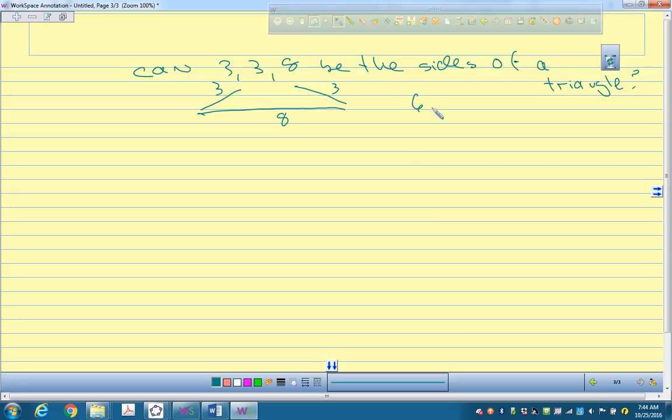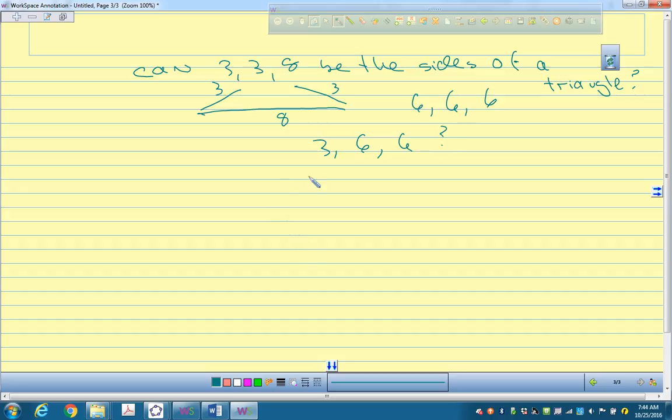How about 6? Uh-oh, the devil's coming. 6, 6, 6. Can those make sides of a triangle? Yeah, right? What kind of triangle would that make? Equilateral. How about 3, 6, 6? Can those make sides of a triangle?